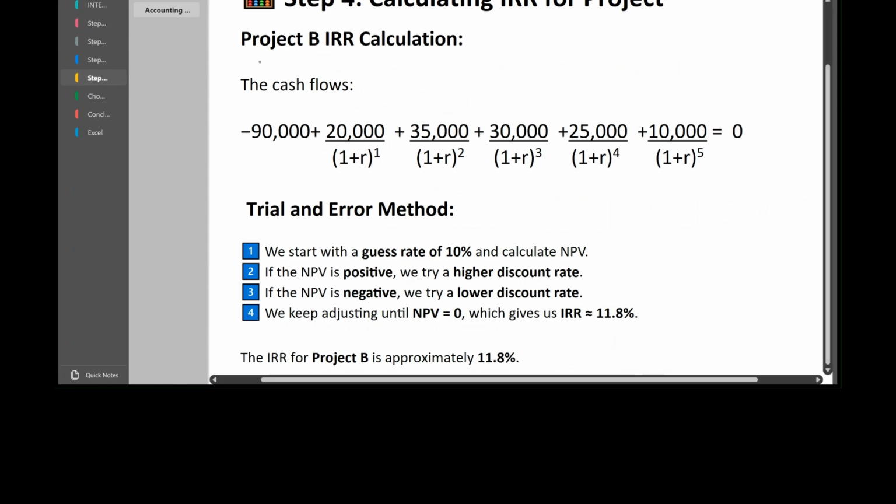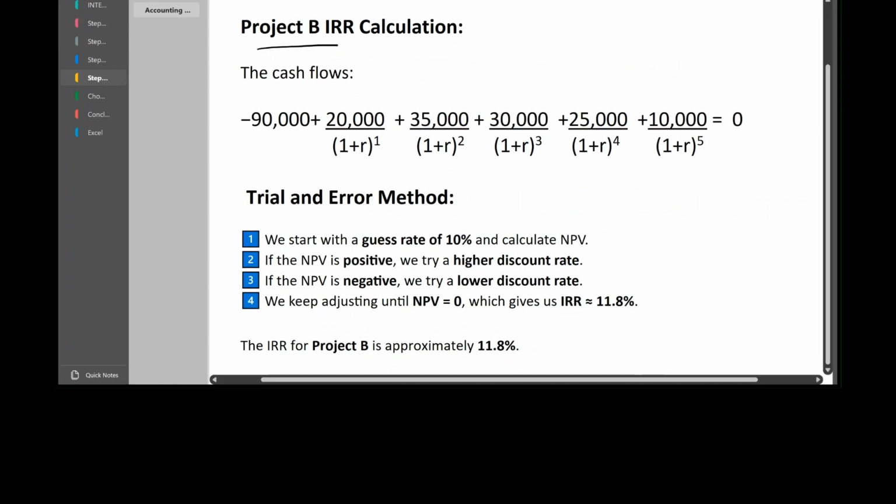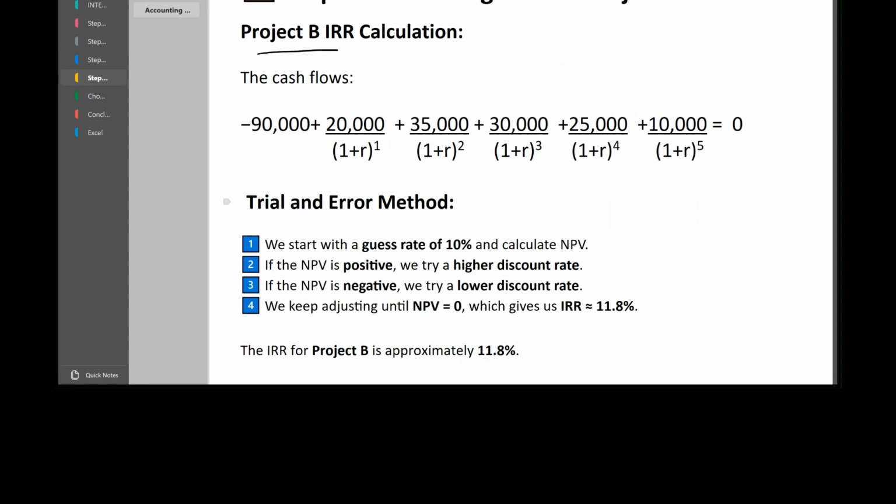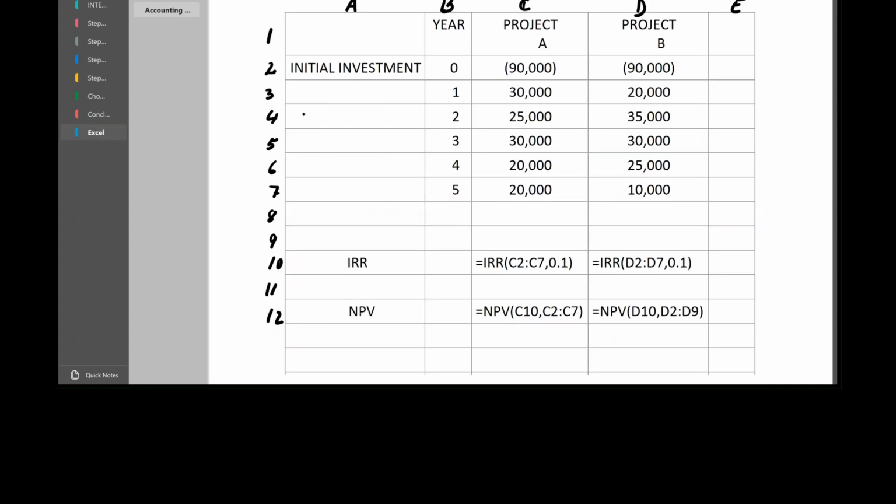You're going to use the same layout for project B. It's the same process, but now we want to show you how to solve that. You can either use a business calculator, which, once you enter the cash flow values, will easily give you the internal rate of return, or you can use Excel.